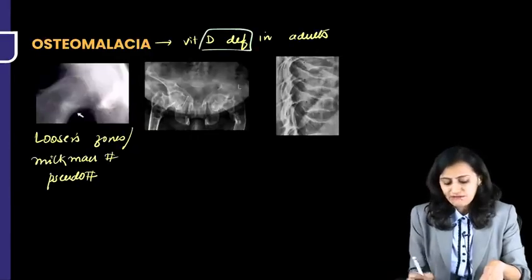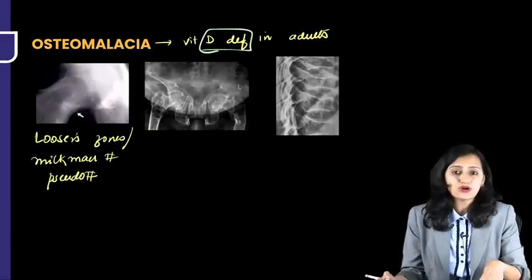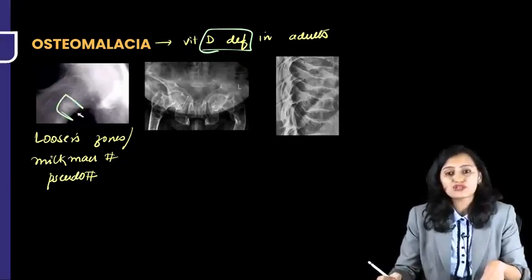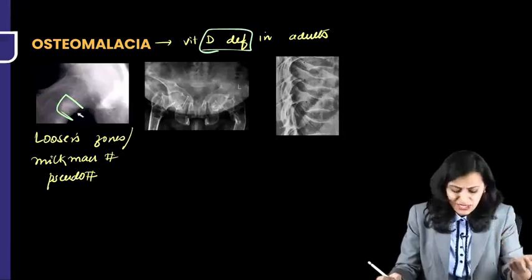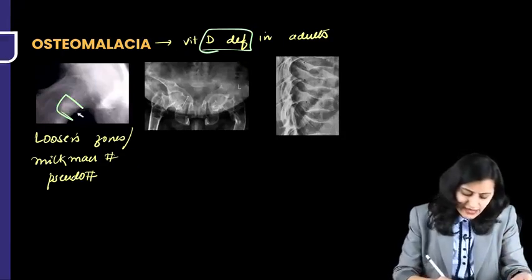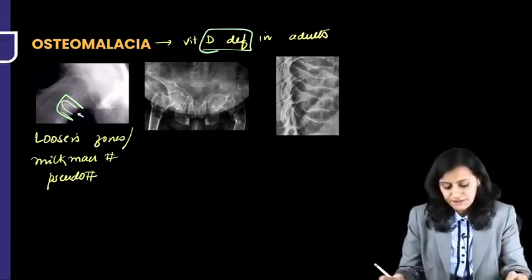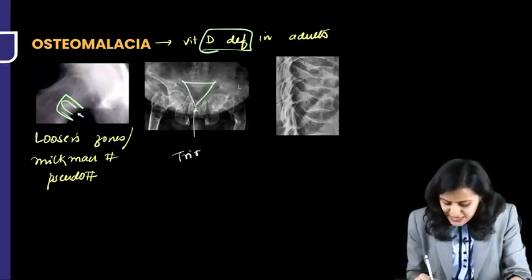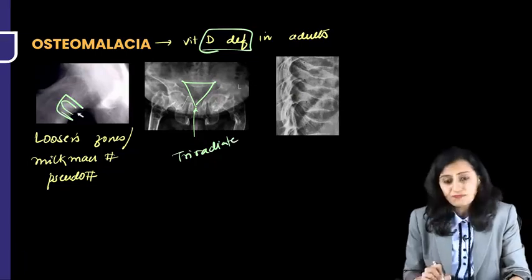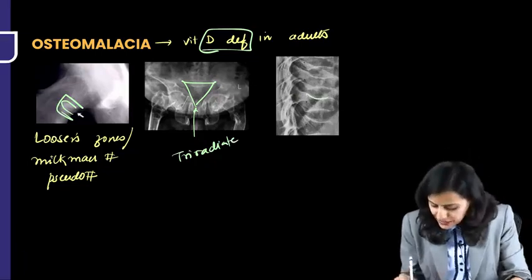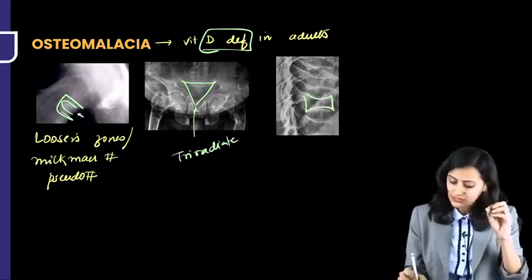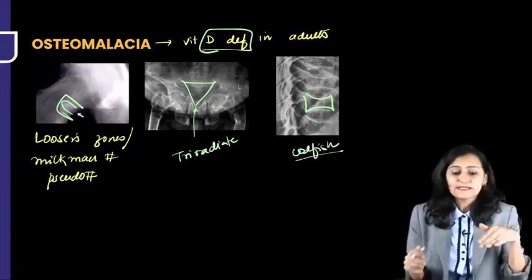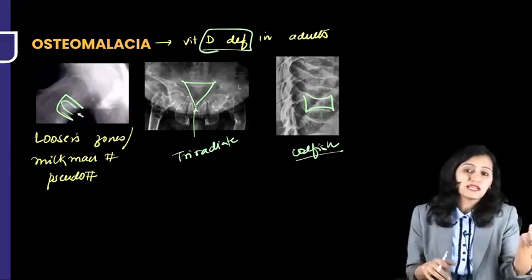Osteomalacia is vitamin D deficiency in adults, and what we see in osteomalacia are these Looser zones, Milkman's fractures or pseudofractures, which are actually like stress fractures, and they have the sclerotic margins. The shape of the pelvis here is this triradiate pelvis. We see triradiate pelvis, and the shape of the vertebra, because of the soft bones, is the codfish vertebra that we see here. So triradiate pelvis in osteomalacia.